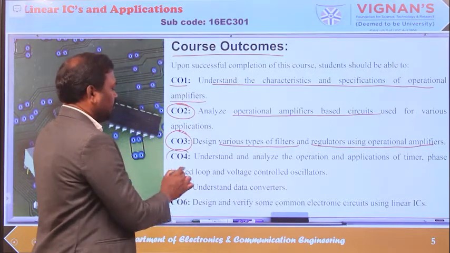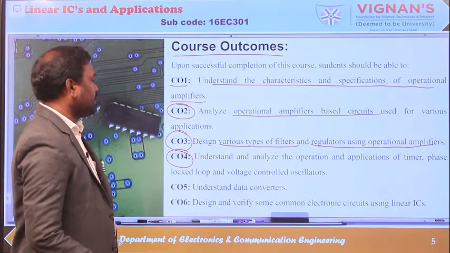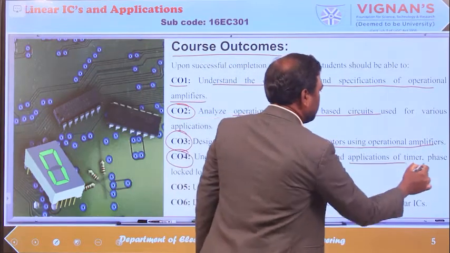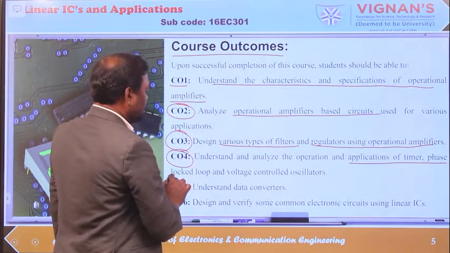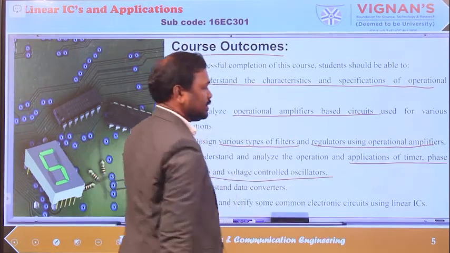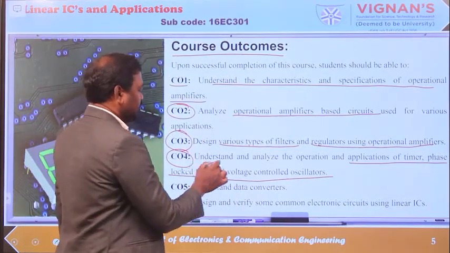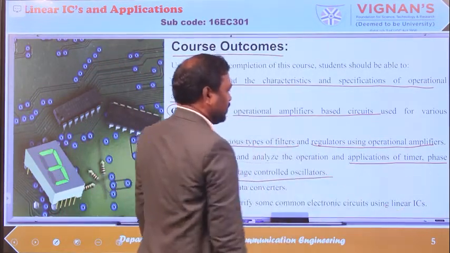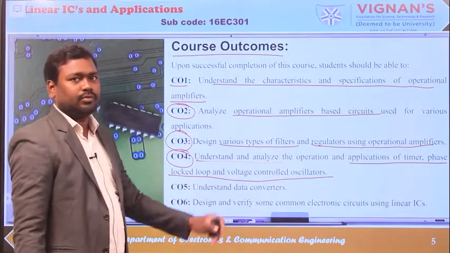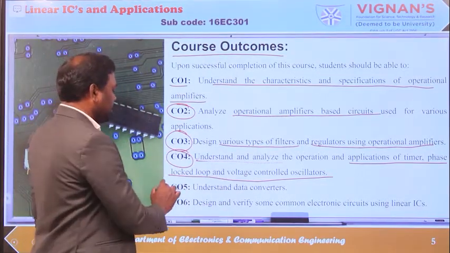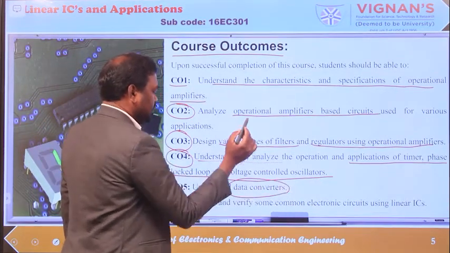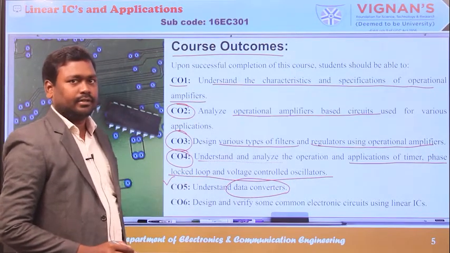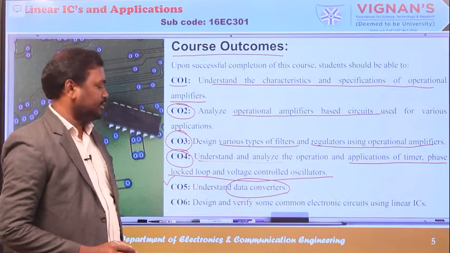Next, fourth outcome. So fourth outcome is applications of timer, phase lock loop PLL and VCO oscillators. Okay, so you have to understand and analyze the applications of timer, PLL and VCO oscillator. And fifth one is about the data converters. So you have to understand the concepts of data converters. It is the outcome of the fifth unit.